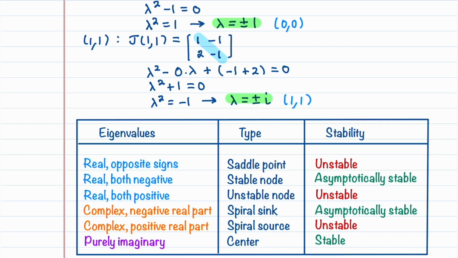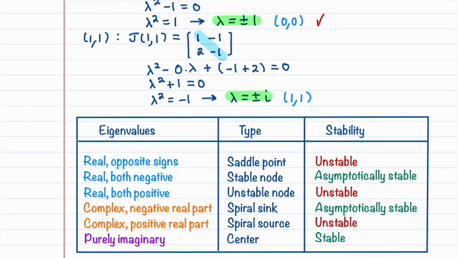I have a chart here that's going to help us do that. Let's look up here at the top. Our eigenvalues are plus or minus 1. Those eigenvalues are real and they have opposite sign. That's found right down here in our table. And this means that our critical point is going to be a saddle point and it's going to be unstable.